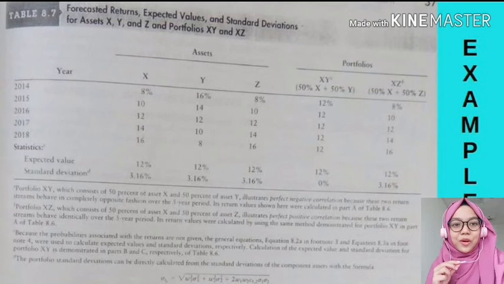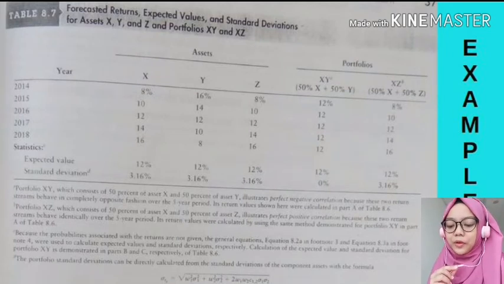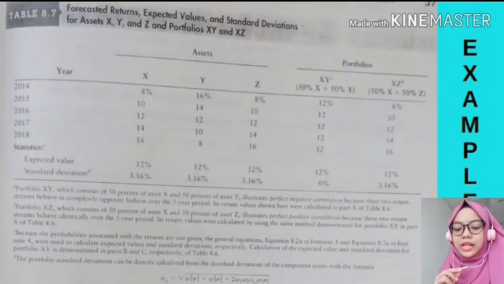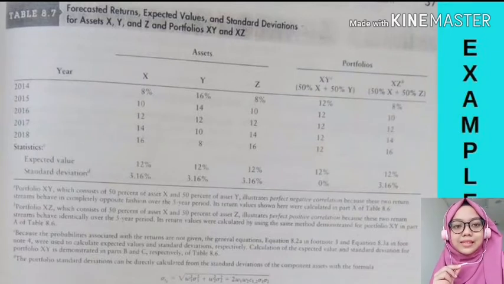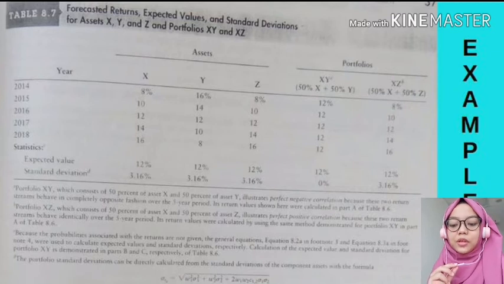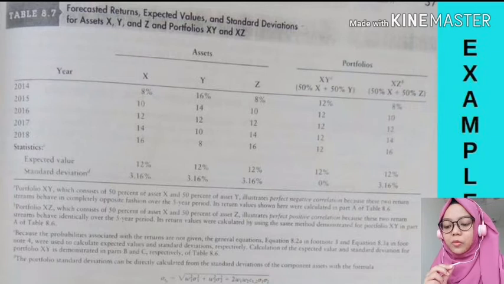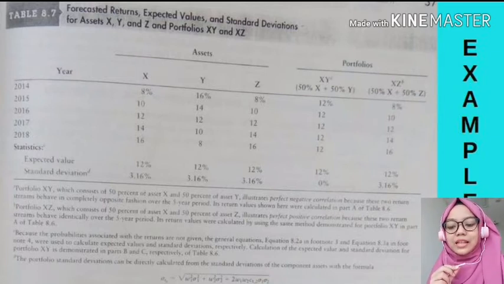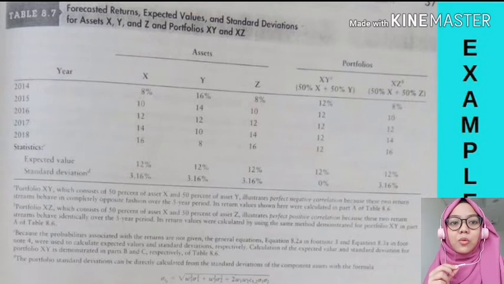Okay, now we continue to table 8.7. Let's take a look at forecasted returns, expected value, and standard deviation for asset X, Y, and Z, and portfolios XY and XZ, within 5 years, from 2014 until 2018. They are asset X, asset Y, and asset Z. And how to calculate is still the same way as the previous example on table 8.6.